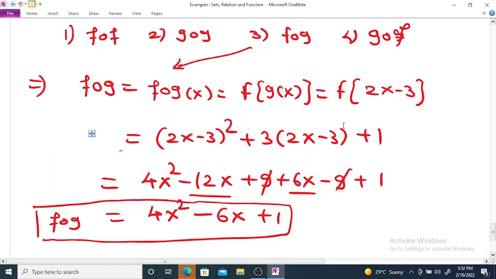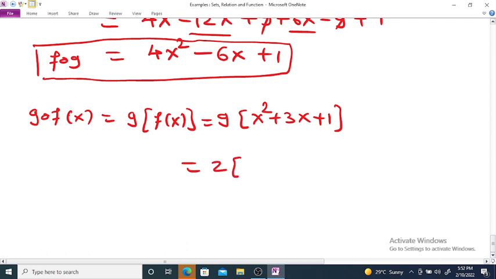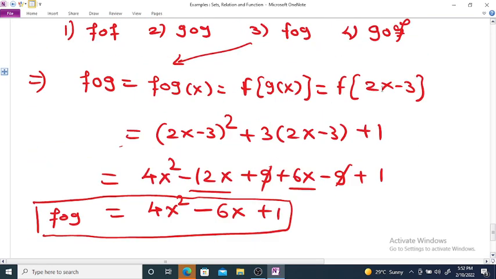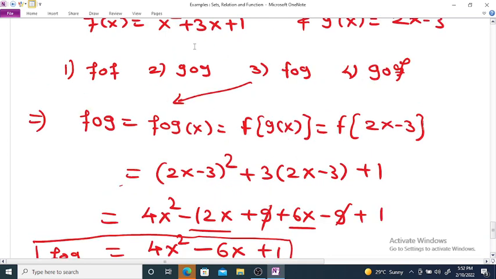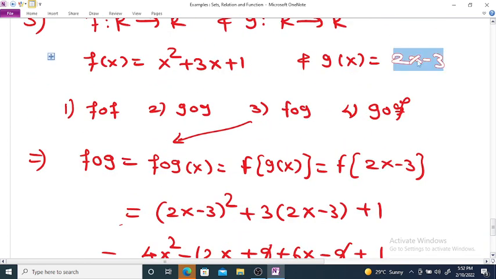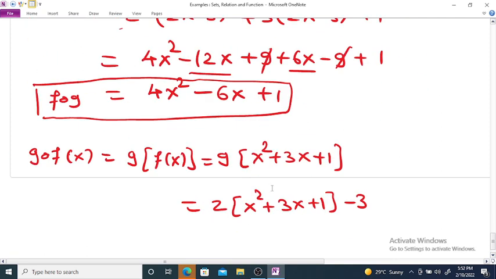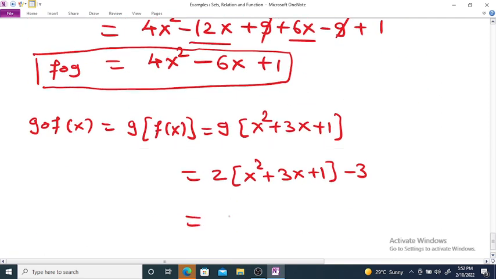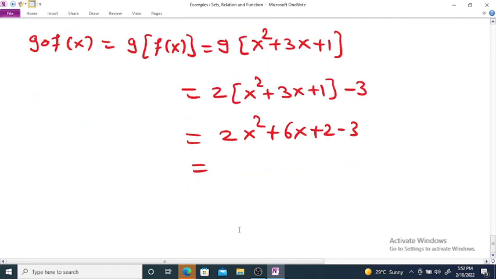g of f of x is equal to twice f of x minus 3, so this is equal to 2 times x square plus 3x plus 1 minus 3. In place of x we write here what is f? f is equal to x square plus thrice x plus 1. So if you multiply inside the bracket, we get twice x square plus 6x plus 2 minus 3. So the answer will be twice x square plus 6x minus 1. So this is the formula for g of f of x.